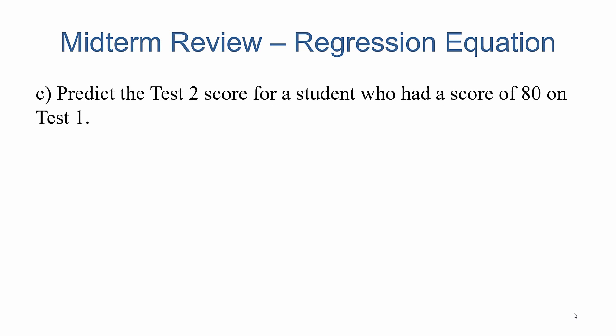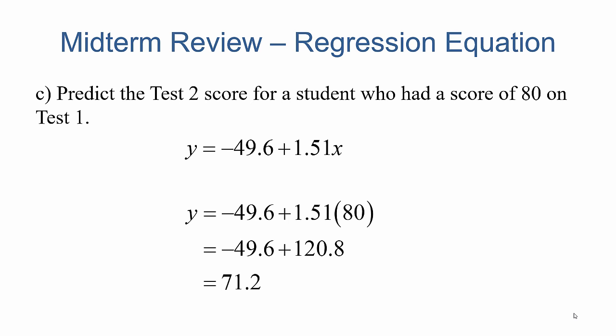Finally, predict the test 2 score for a student who had a score of 80 on test 1. By typing 80 into the predict box, I'm able to get the result right away. However, if you jot down the equation, you can do it by hand. Here I've rounded the two constants, and I'm going to substitute 80 for x, and I get a value of 71.2, or to the nearest whole number, a score of 71 for that student.